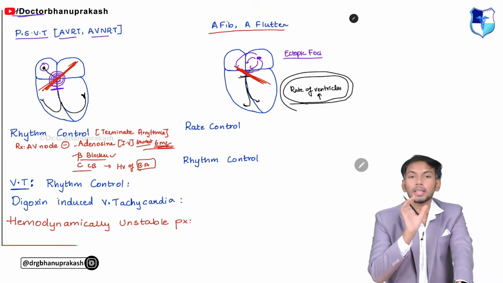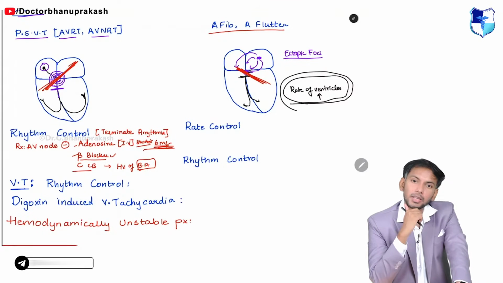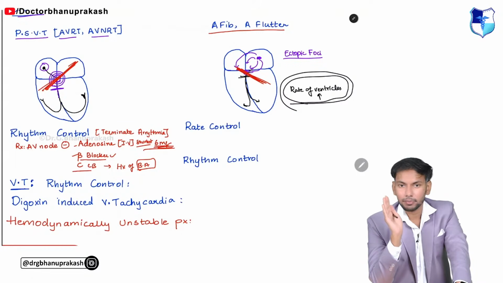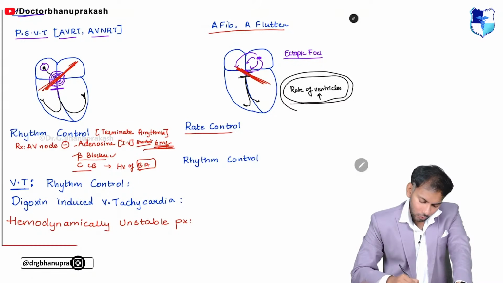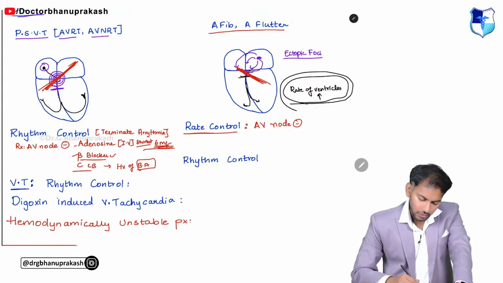If you block the AV node, are you terminating the arrhythmia? No, you are not terminating the arrhythmia. You are only blocking the rate of ventricles. That is why this is known as rate control. Please understand carefully. Here AV node blockers are used for rate control, not rhythm control.